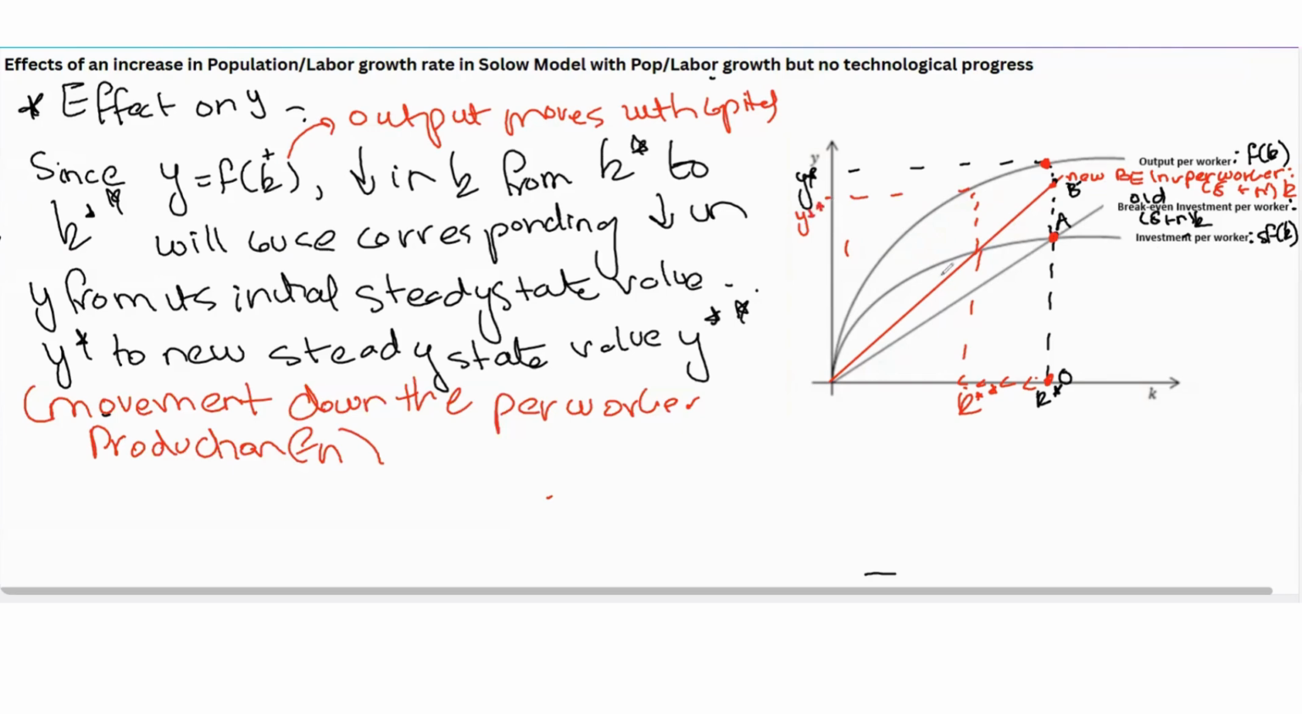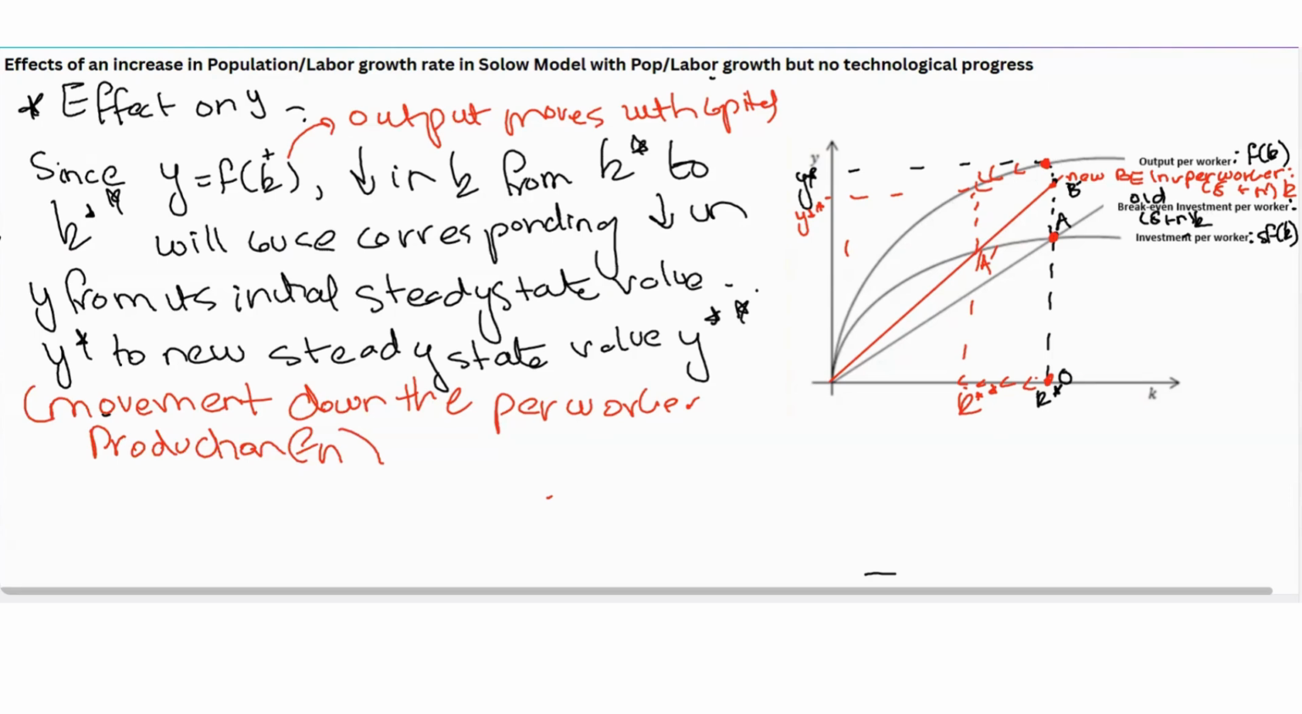And for this value Y double star, we know K at the new steady state, which is A prime, is K double star. You can plug this into your per worker production function to get Y double star on your output per worker curve. So Y is going down, and you have a movement down the per worker production function. Because output moves with capital, as k goes down from k star to k double star, y goes down from y star to y double star.